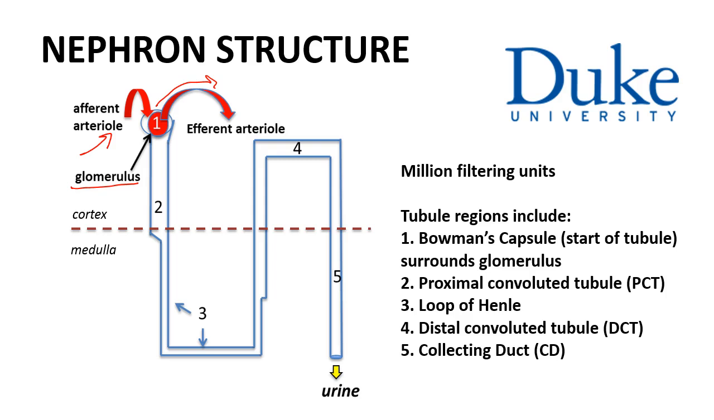The second component of this nephron is the renal tubule, and the renal tubule is a blind-ended structure that surrounds the glomerulus. So this tubule comes up and makes a little capsule around the glomerulus. This capsule is called Bowman's capsule, and that's what's shown here.